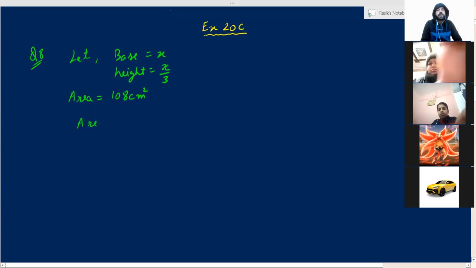So write the formula. Area is equal to base into height. We have done hundreds of questions of this type till now, where you have to form a linear equation. In the linear equation chapter also you have done such questions. There the figure was not a parallelogram, but we have done these types of questions. 108 equals base into height, x into x upon 3. Solve the equation and find x, and then find the base and height.